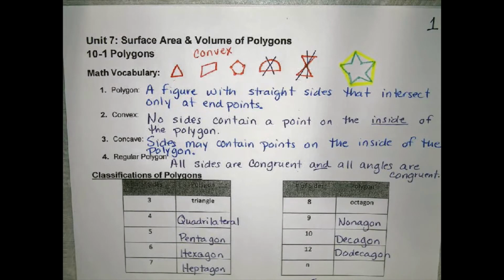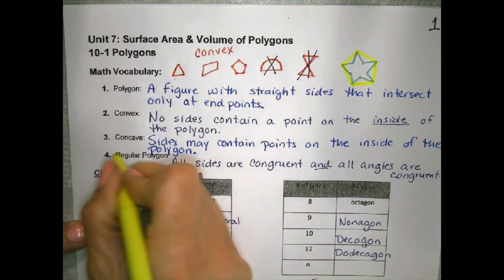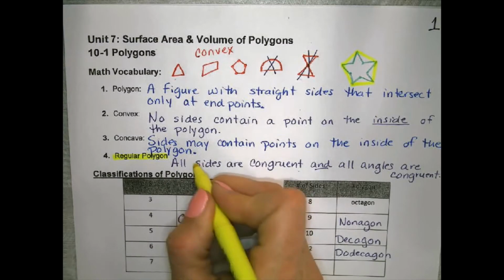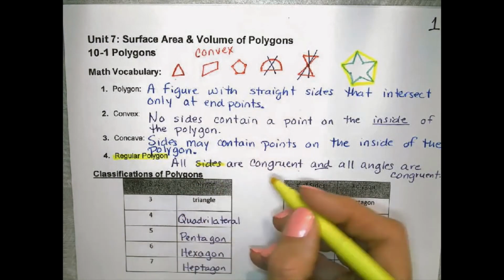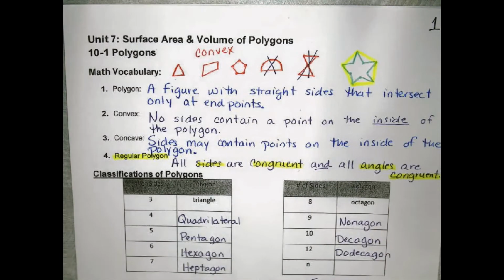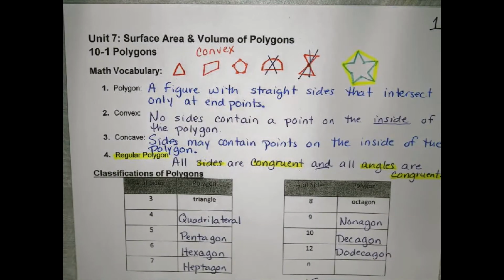A very special type of polygon, which we will work with extensively, are regular polygons. What's special about a regular polygon is that all the sides are congruent and all the angles are congruent. So all the sides are the same and all the angles are the same.